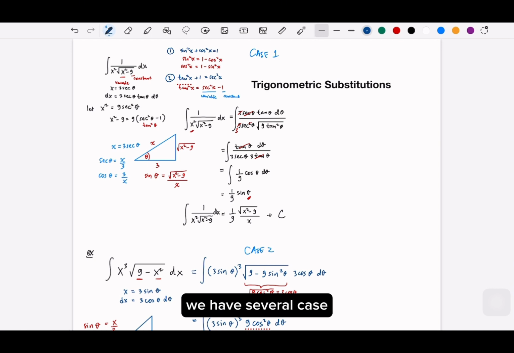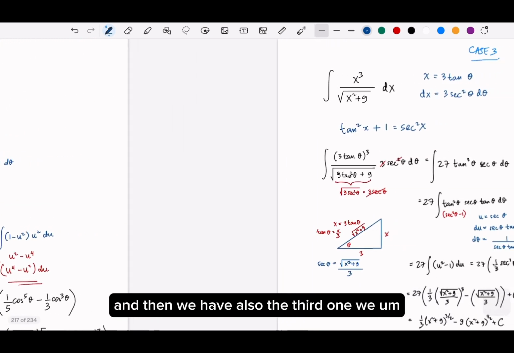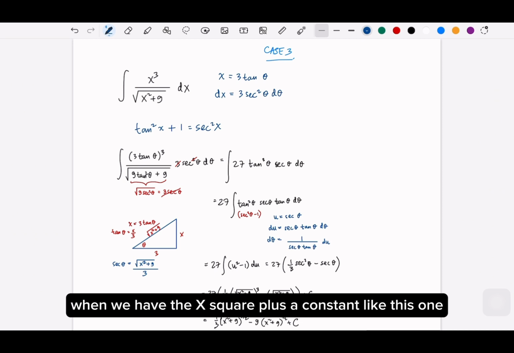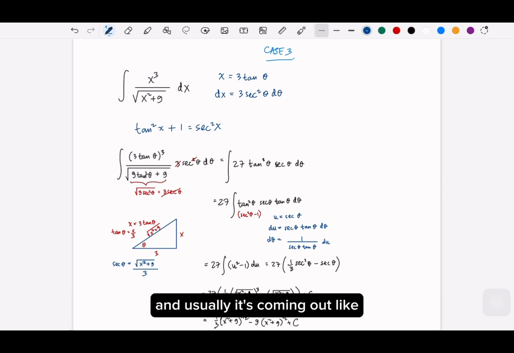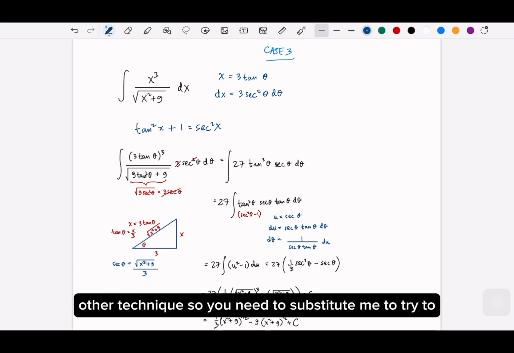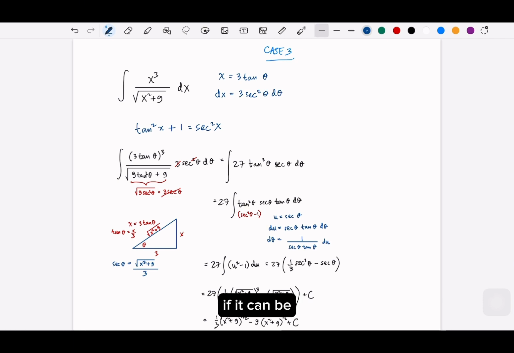We have several cases. We change with the secant, we change with sine, and then we have also the third one. We substitute with the tangent when we have the x squared plus a constant like this one. And usually it's coming out like having a square root, something like that. And for obvious reason, you cannot do other technique, so you need to substitute with the trigonometric function. Okay. Sometimes it can be substitute, or it can be worked with other techniques. You can try that as well. If it can be solved by integration by part, you can also try that as well.